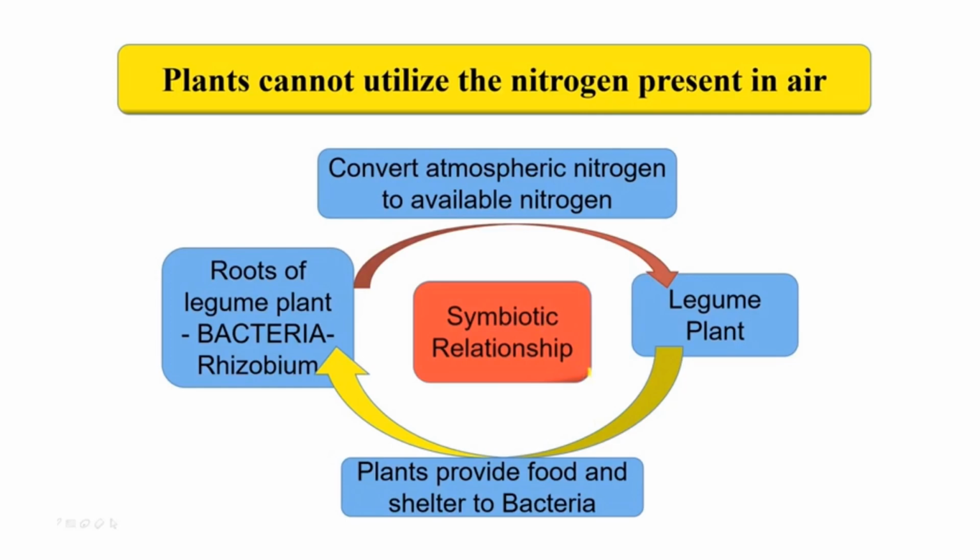In return, the legume plant provides food and shelter to that bacteria. So in this way they are interdependent on each other. That's why there is a relationship between them. That relationship is called a symbiotic relationship. Such a relationship can also be seen in the case of lichen.